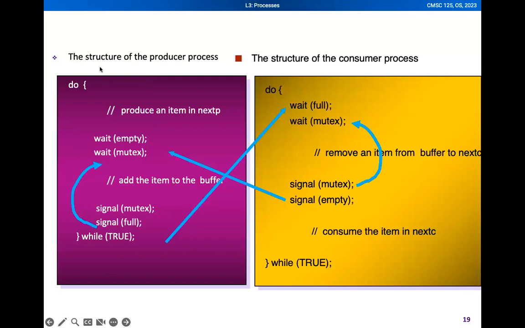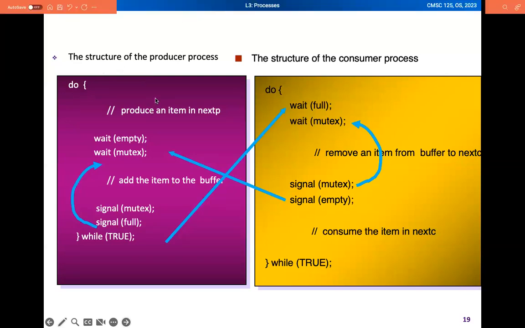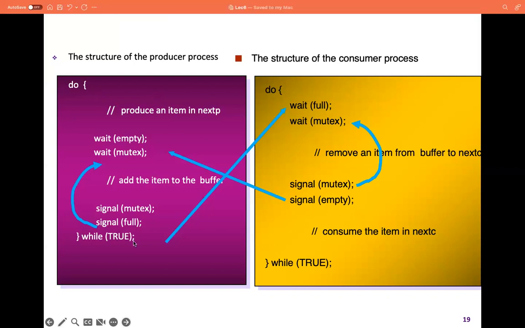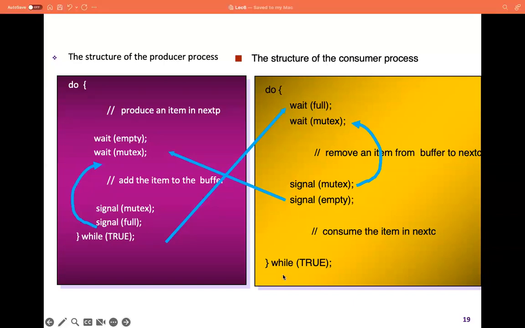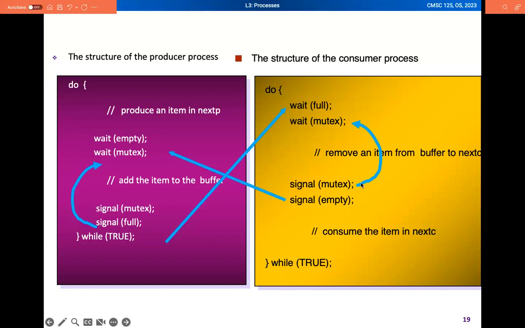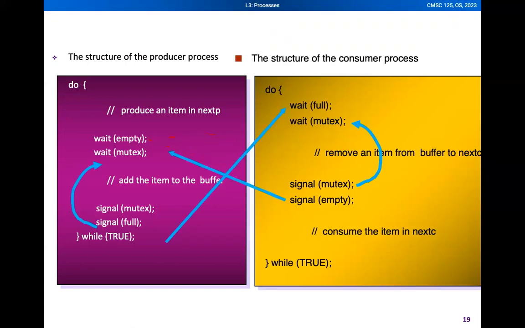Okay, so this is the structure of the producer process. We have a do-while loop here, and that will of course run while it is true. Similarly, for the consumer process, there is also a do-while loop that will continue looping while it is true. So let us discuss each line of this code one by one. Let us start with the producer process.